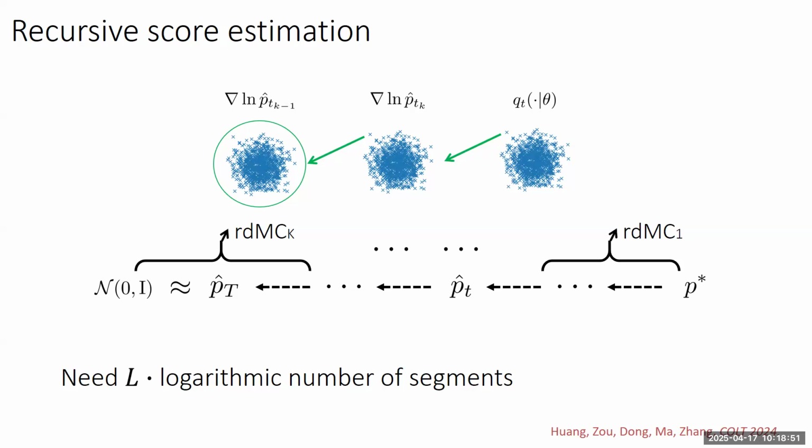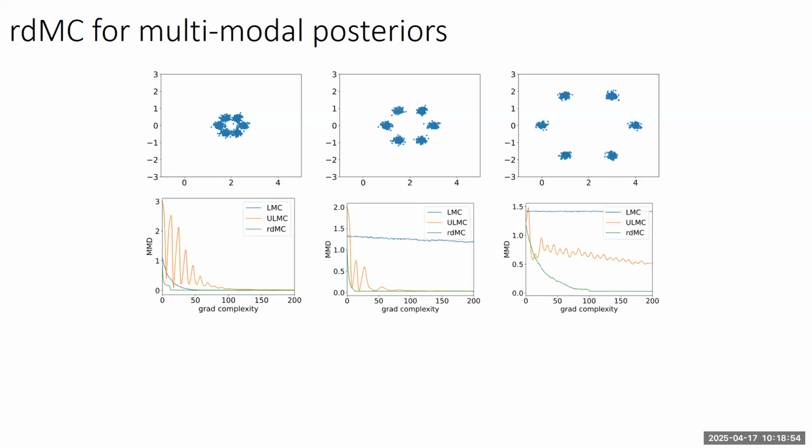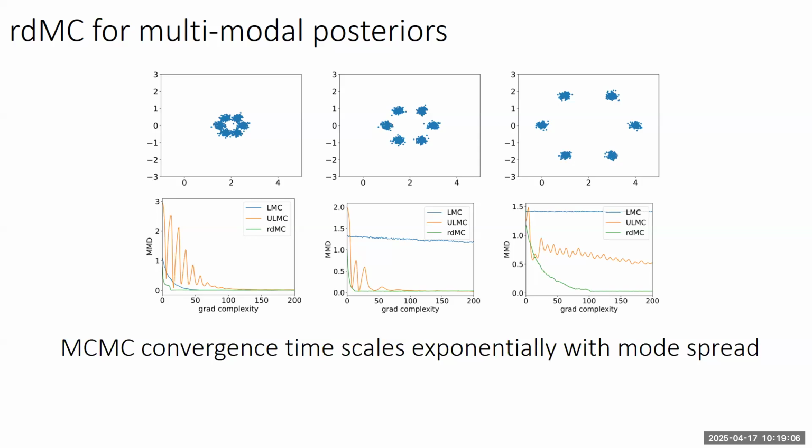Okay, so we tried this for a simple Gaussian mixture example. And we tried to see how it scales when the Gaussian mixtures become further and further apart. Because there are works that established that, for anything really, the convergence time scales exponentially with the mode spread. And then we look at the dependence of our algorithm with respect to the mode spread. You can see that if we just use a Langevin type of algorithm, it quickly plateaus. Actually, within a gradient complexity of 200, it doesn't do anything. The accelerated version does something, it's a little better, but still doesn't really get there.